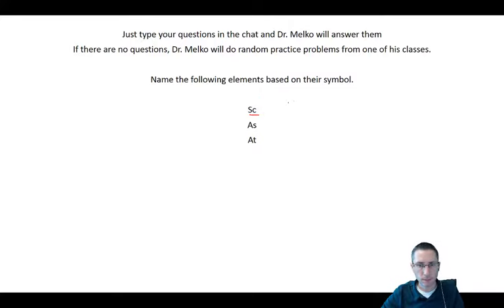SC, one of the ones you have to memorize. It's sort of in the third column of the periodic table, it's the first transition metal. We'll get to what that means later. But basically, we have to memorize that this SC is scandium.